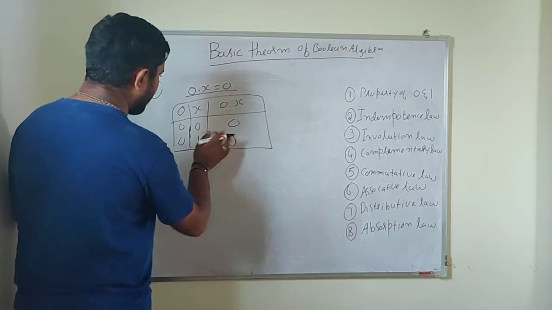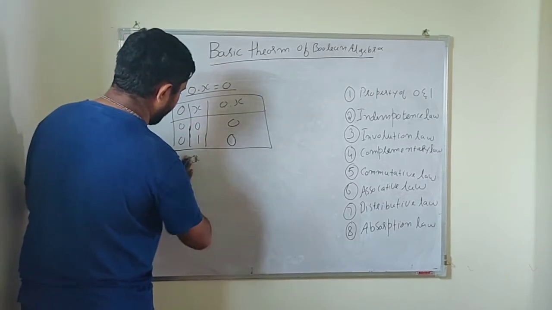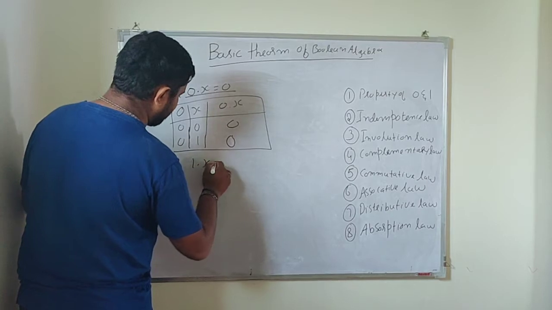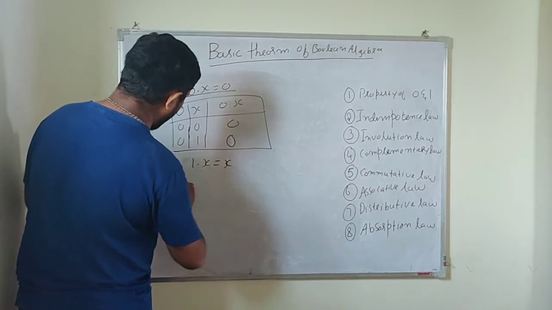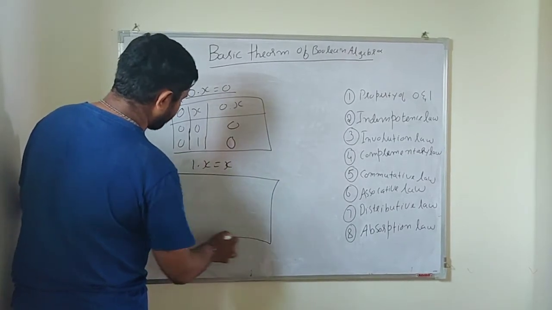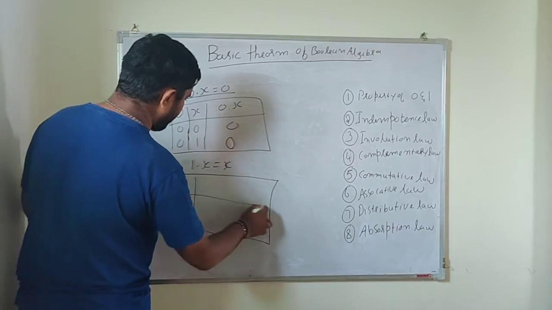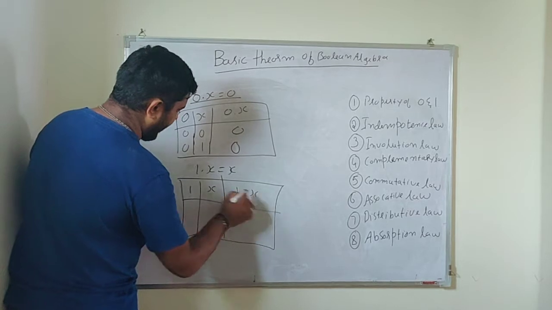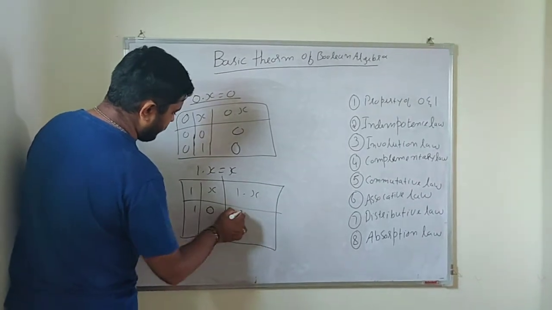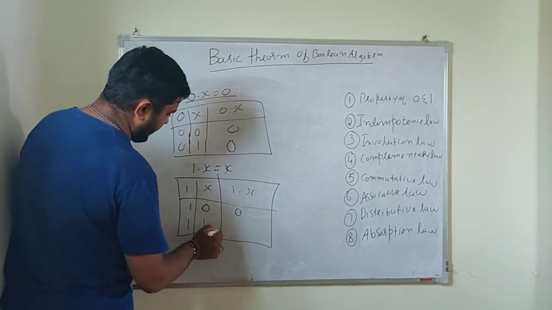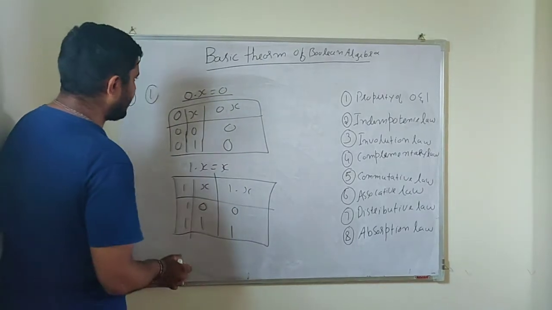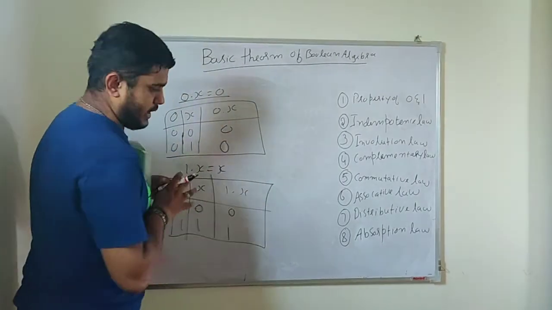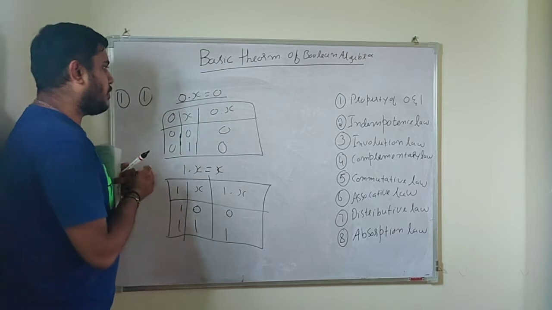Next, 1 · x equals x. The truth table for this: for x = 0, 1 · 0 is 0, and for x = 1, 1 · 1 is 1. So this is the truth table for the AND representation. Hope you all understood this.